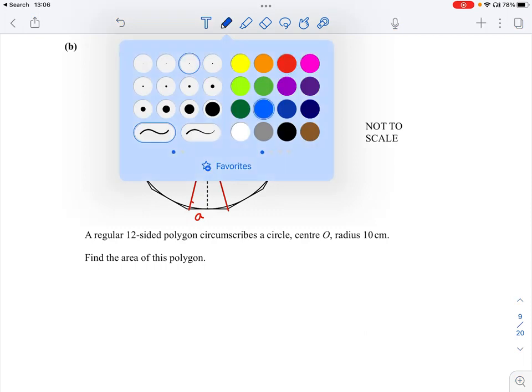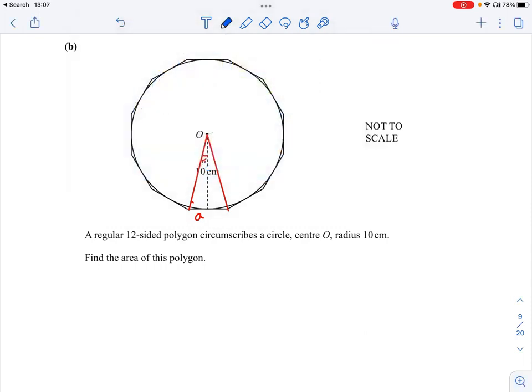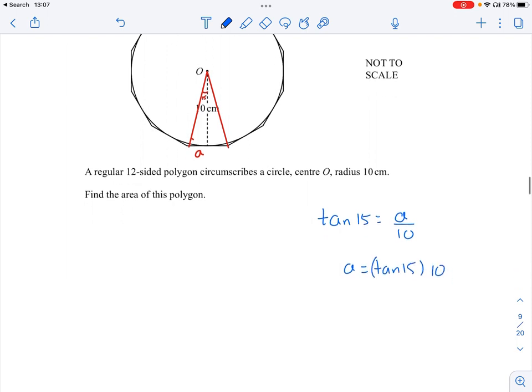So what am I going to do with that? For 15 degrees, A is the opposite side and 10 is the adjacent side. So I am going to use tan 15. Tan 15 is A upon 10. So A is equal to tan 15 times 10. That is the side. But because this also will be A, the total side will be 2A.